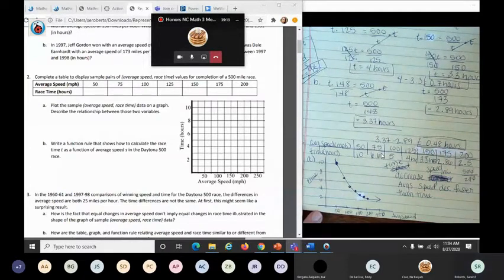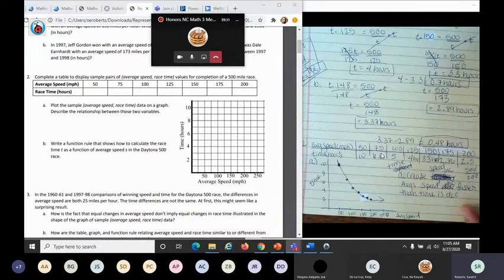Okay. And so average speed is increasing faster than the time is decreasing. I'm sorry if that was confusing. What did you guys say? Because I just totally botched that.